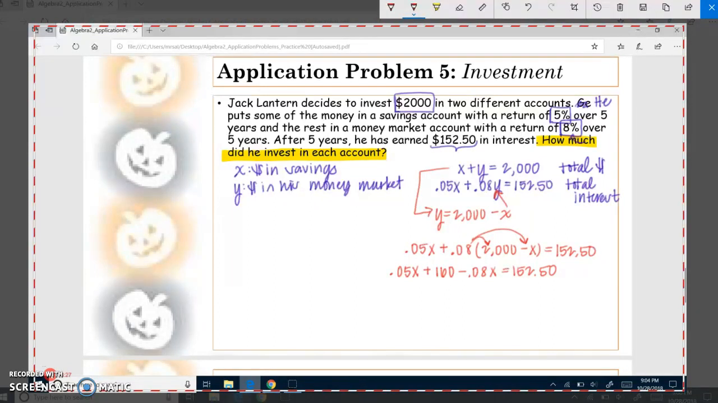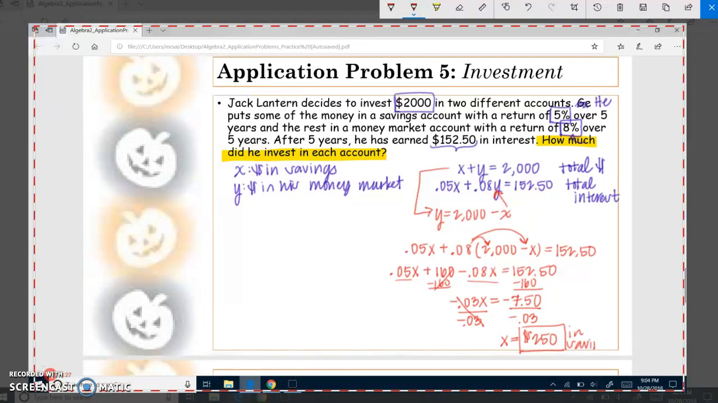Then let's combine our x's. So 0.05x minus 0.08x is going to give me negative 0.03x. And then I just want to subtract this 160 over to this side here. So if we have 152.50 minus 160, that leaves us with negative 7.5. Then to get x by itself, we're going to divide by negative 0.03. So into our calculators, we want to plug in 7.5 divided by 0.03. And that gives me an x value of $250 in savings.